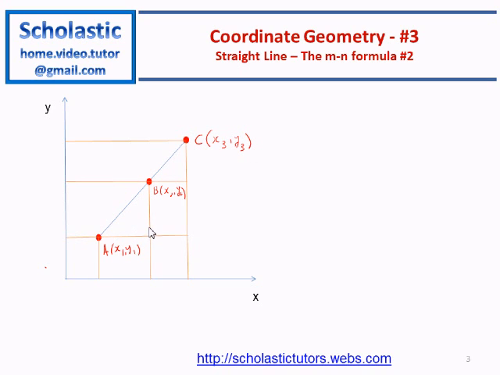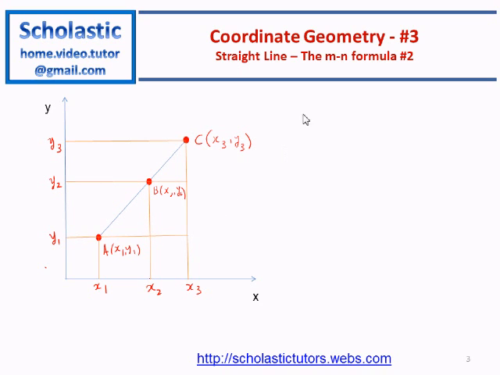Now we know the x coordinate at this point is x1, this is the x coordinate of B, x2, and this is the x coordinate of C, x3, and similarly this is y1, y2, and y3.